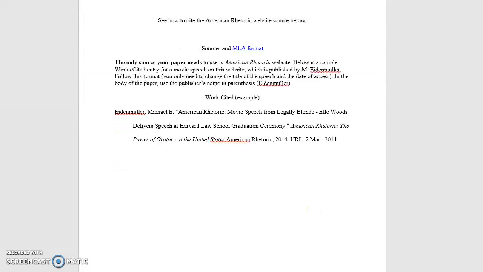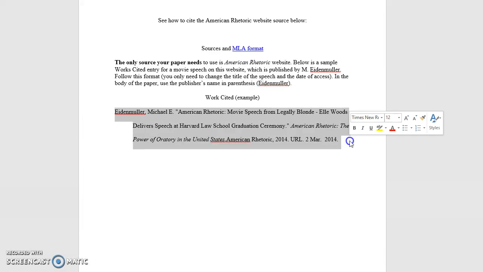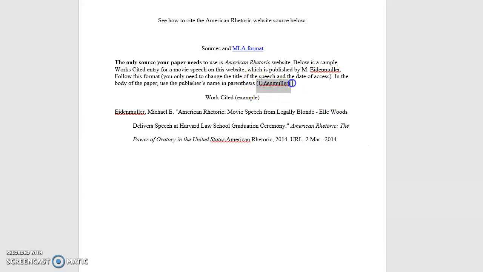Okay. And if you're using the American Rhetoric website, the one I provided on the first page, here's how it should be cited on a works cited page, not within your paper. And then within your paper, it's right here. Ed Muller is the compiler of all of the movie speeches that are in this website. And so actually I've just created one. This is from the movie speech from Legally Blonde, her graduation speech. Some students choose to write about that one. That's fine. You could just copy and paste this.